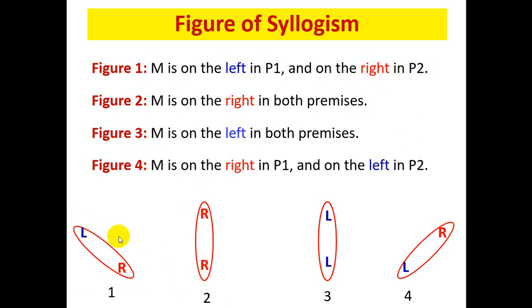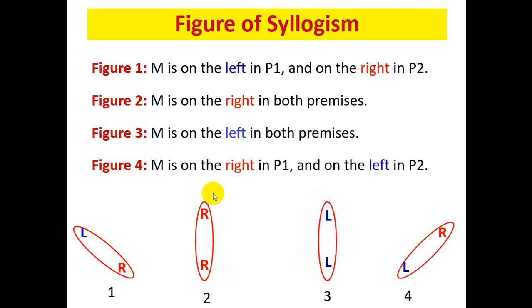In figure 1, the middle term is on the left in one premise and on the right in the other, so it is like that. In figure 2, the middle term is on the right in both the first and second premises, so it is vertical like this. But in figure 3, the middle term is on the left in both premises, so it is vertical. So figures 2 and 3 are vertical, but here they are both right, and here they are both left.